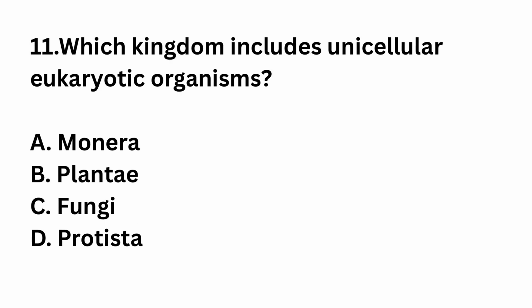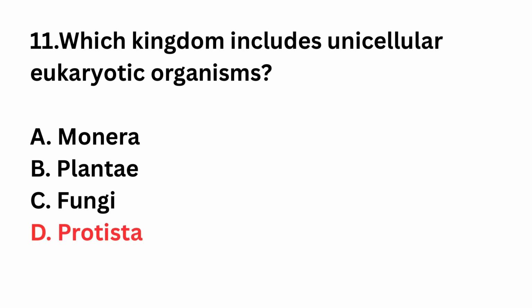Question number 11. Which kingdom includes unicellular eukaryotic organisms? Monera, plantae, fungi, protista. The right answer is option D, protista. Protista contains unicellular eukaryotes like amoeba.